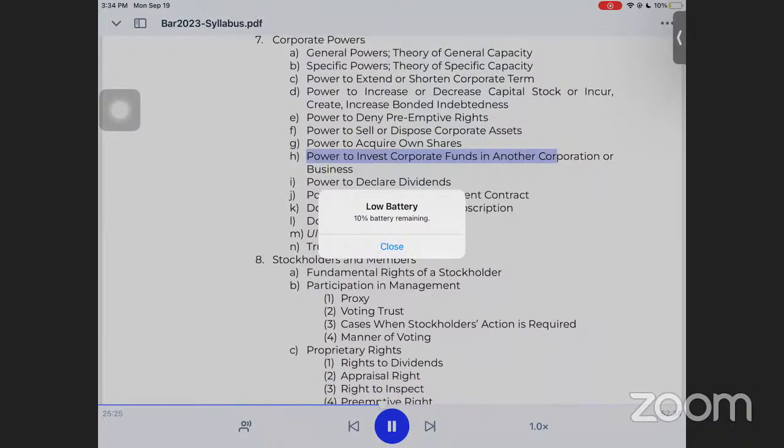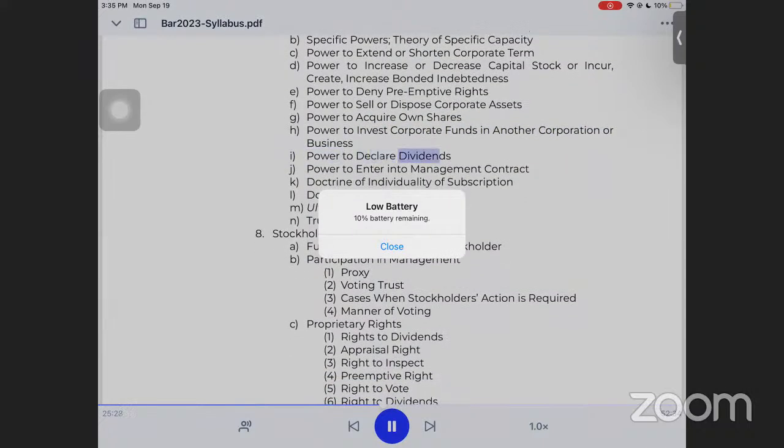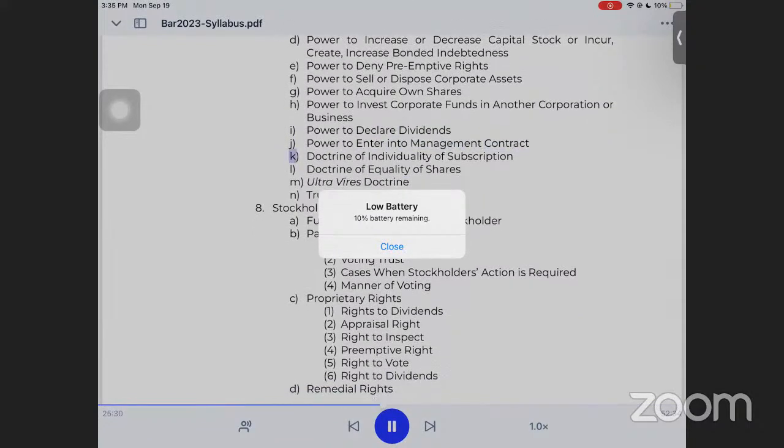H. Capital: Power to Invest Corporate Funds in another corporation or business. I. Power to declare dividends. J. Power to enter into management contract. K. Doctrine of individuality of subscription.